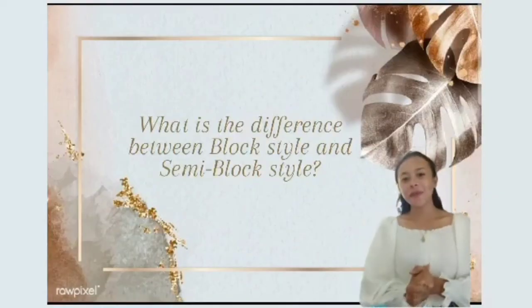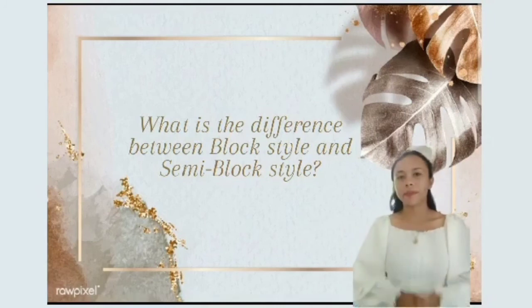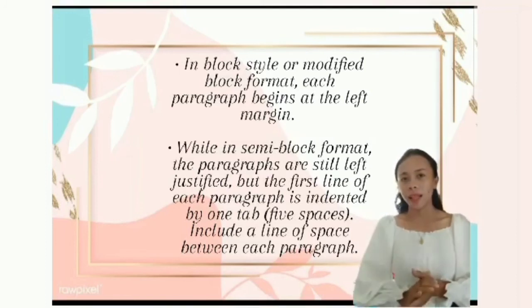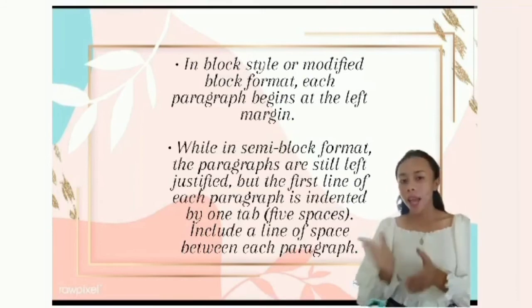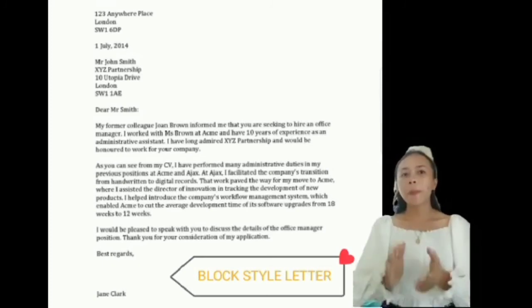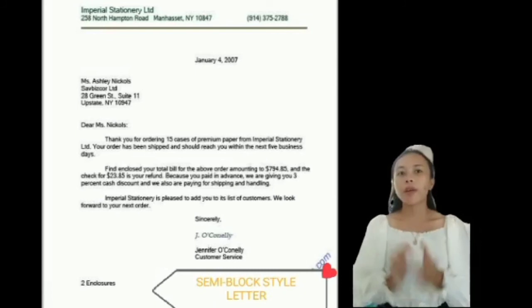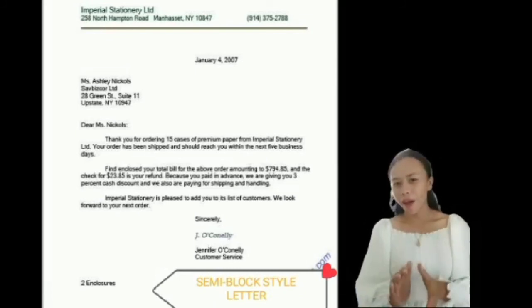So what is the difference between black style and semi-black style? The difference is that in black or modified black format, each paragraph begins at the left margin. While in semi-black format, the paragraphs are still left justified, but the first line of each paragraph is indented by one tab.